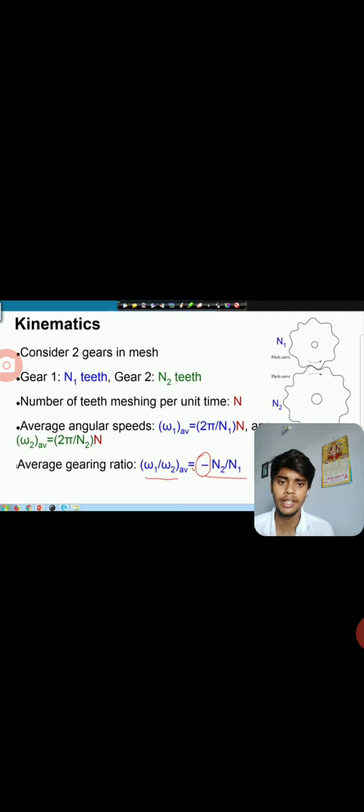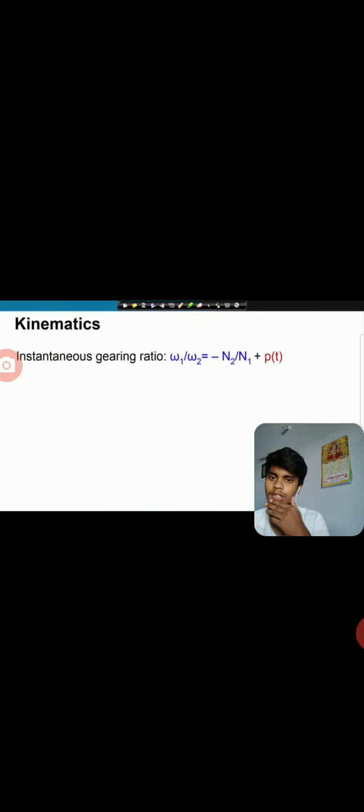Here I have put a negative sign to stress the direction of rotation, and this sign is very important when we consider multiple gears, as we will see. However, this expression we have derived is just the average. The instantaneous gearing ratio can fluctuate.